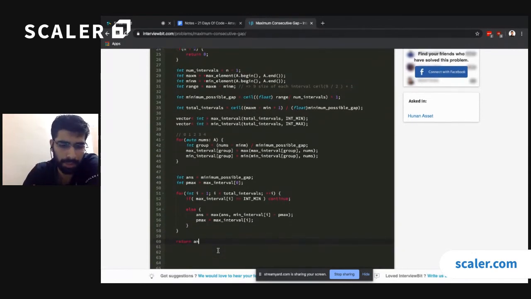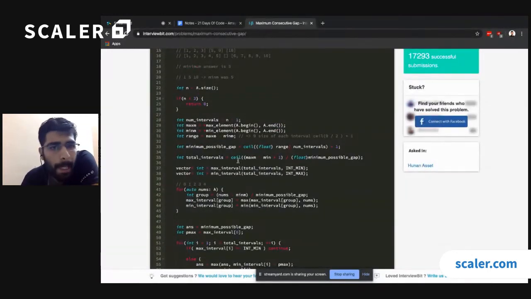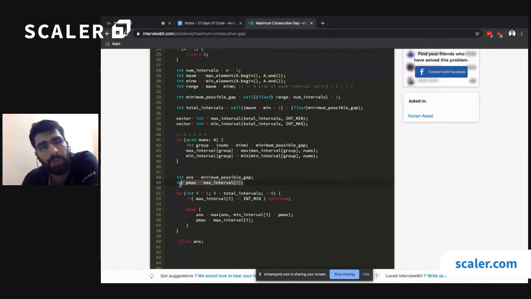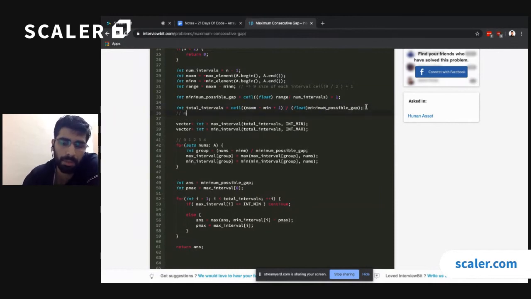But is there something that I am missing probably? If n is less than 2, I have just returned the answer, so there can't be anything 0 here. Can total intervals be 0? Because if total intervals is 0, then max interval 0 won't exist, right? Total intervals will be 0 if minimum possible gap is greater than range, right? When can this happen? If minimum possible gap is greater than range, then my total intervals will become 0, right? Okay, when will minimum possible gap be greater than range?